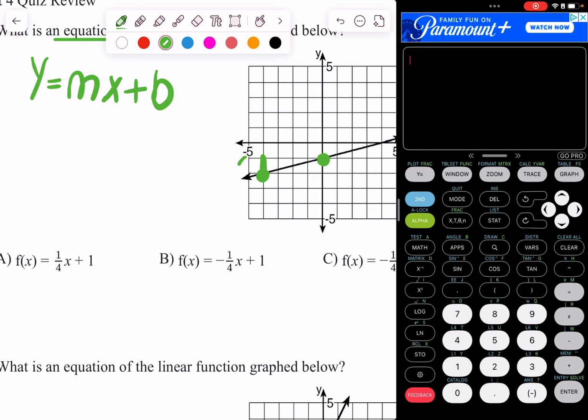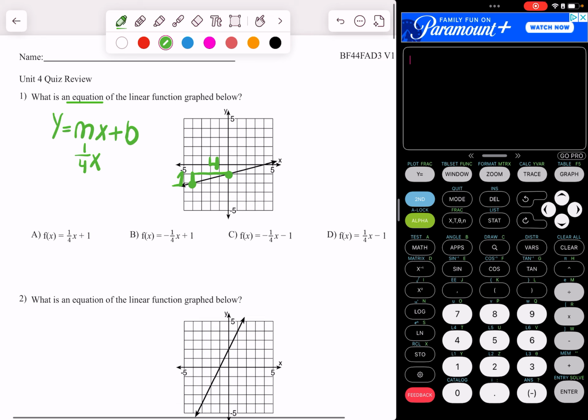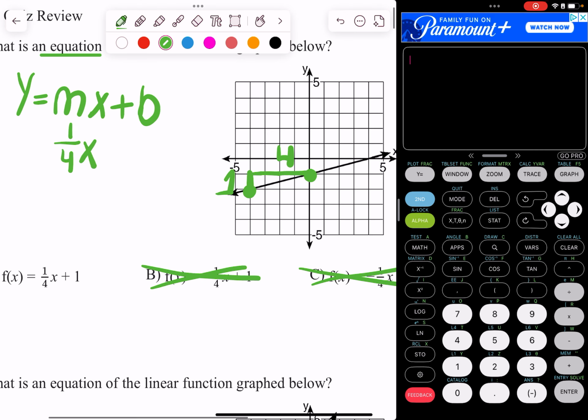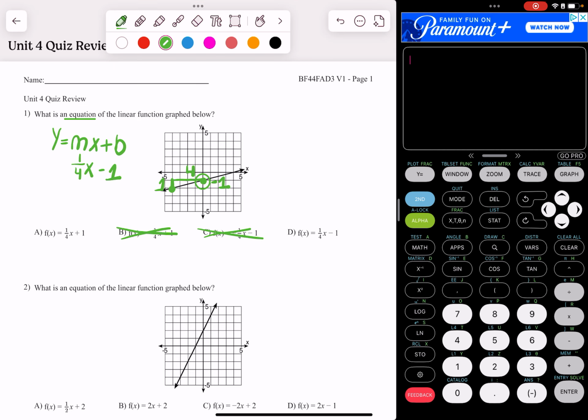We rose one time, and we ran 1, 2, 3, 4. So my slope would be 1 over 4x. Instantly, I could get rid of any answer choice that has a negative as a slope because I could tell that my line is going up and not down. And then for my b, I look and see where this graph is crossing the y-axis, and it is crossing at -1, which means I would put a -1, which is answer choice D.